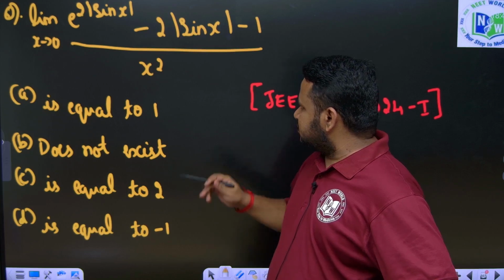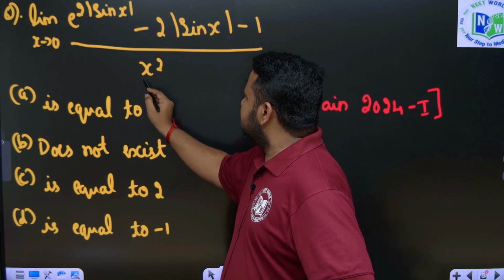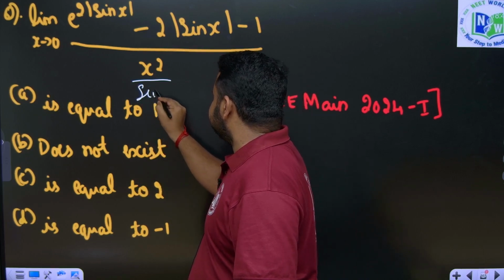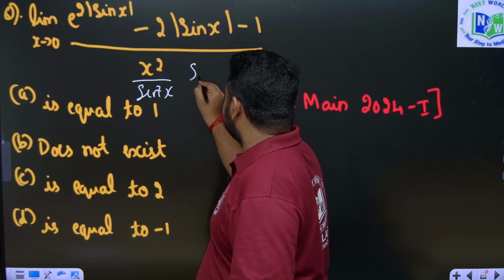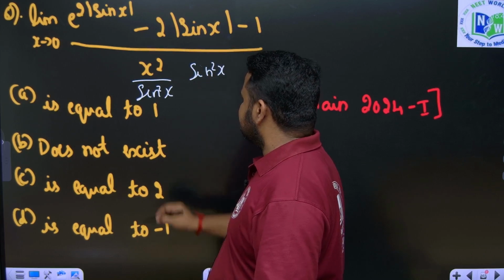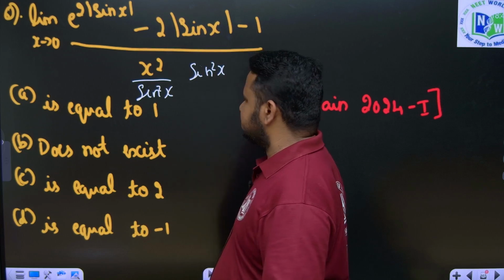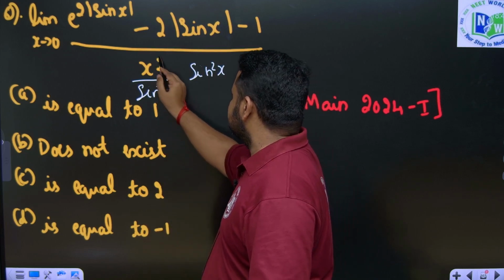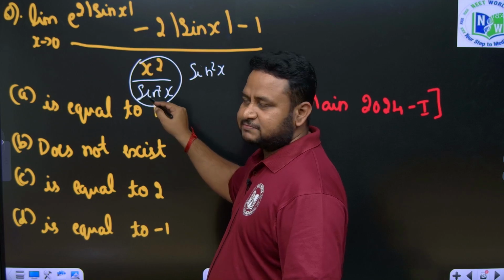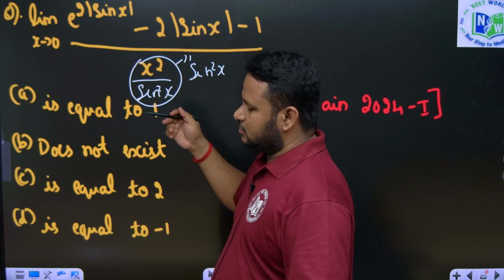So instead of directly using L'Hôpital's rule, let me manipulate this. Instead of x², I can divide and multiply by sin²x. So x² by sin²x into sin²x. As x tends to 0, x by sin x is equal to 1, so x² by sin²x will also be equal to 1. So this is eliminated.